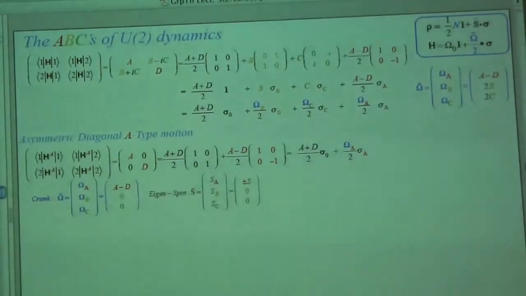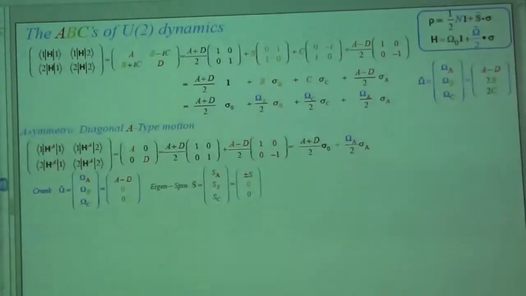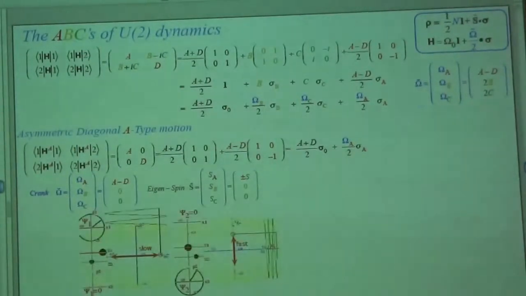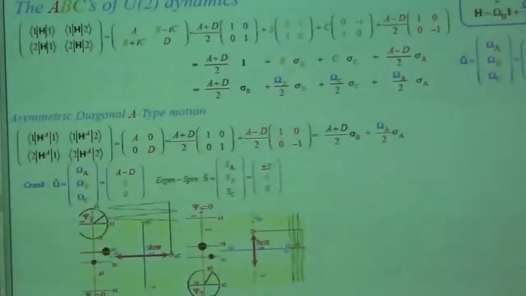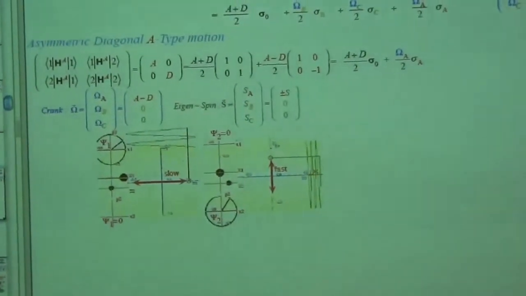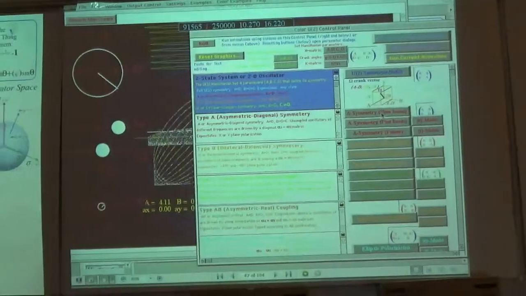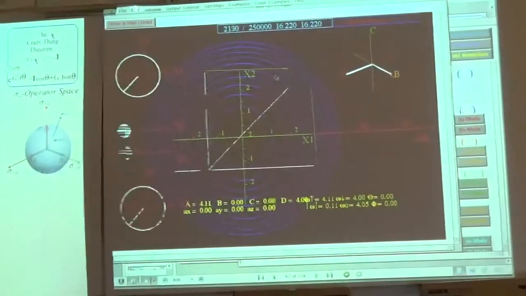The eigenstates of this operator, that is the own states of that operator, are represented by spin vectors that point either along or opposite to the crank axis. So what we're going to see in the animation is stuff like this, and I want to show that by switching over right now to the program Color U2, which has that. I'll just go ahead and start it up.